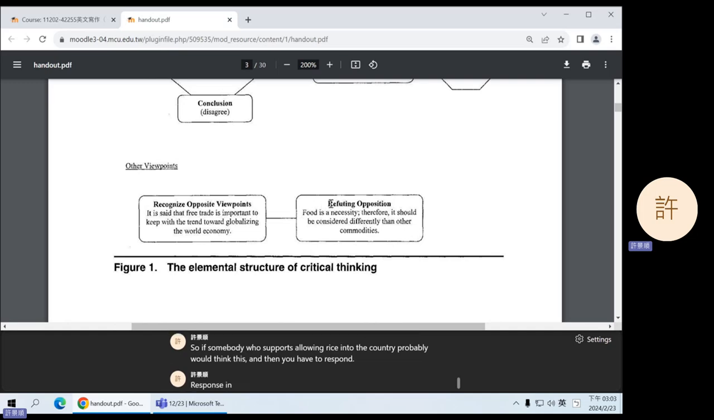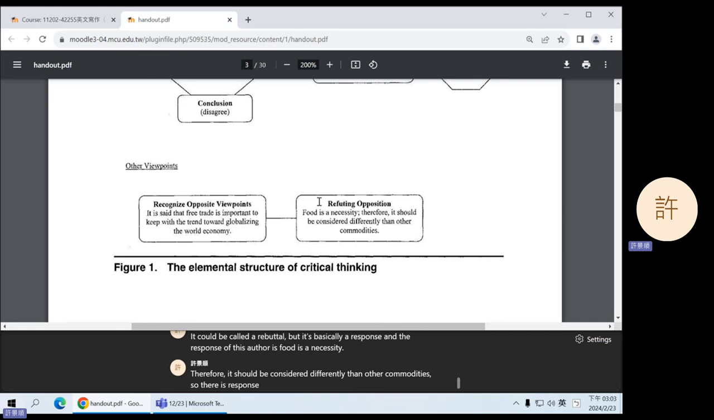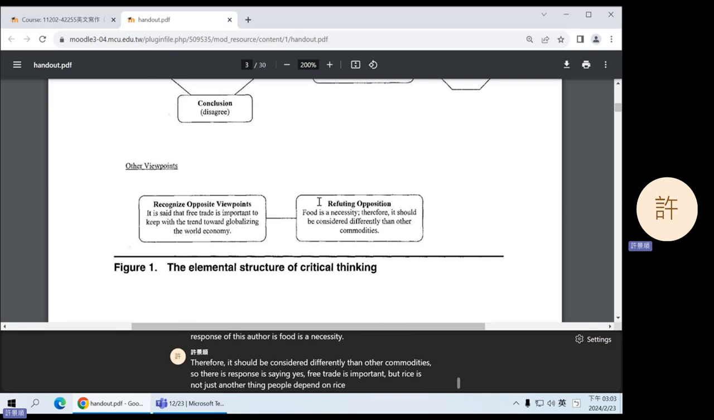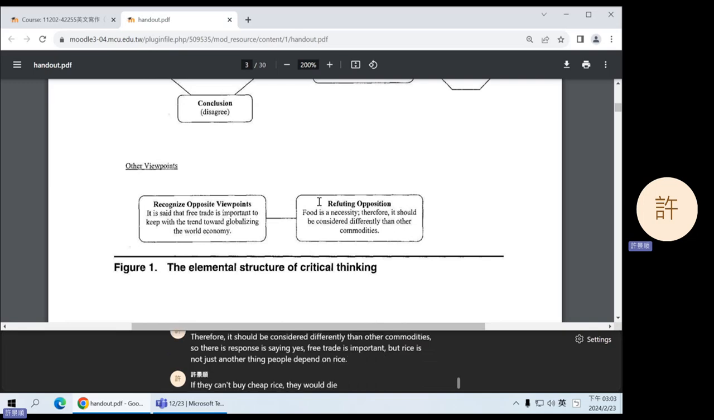Response in this case can be called a refutation. It could be called a rebuttal, but it's basically a response. And the response of this author is, food is a necessity. Therefore, it should be considered differently than other commodities. So the response is saying, yes, free trade is important, but rice is not just another thing. People depend on rice. If they can't buy cheap rice, they will die. So free trade is not the point. That's a good response.